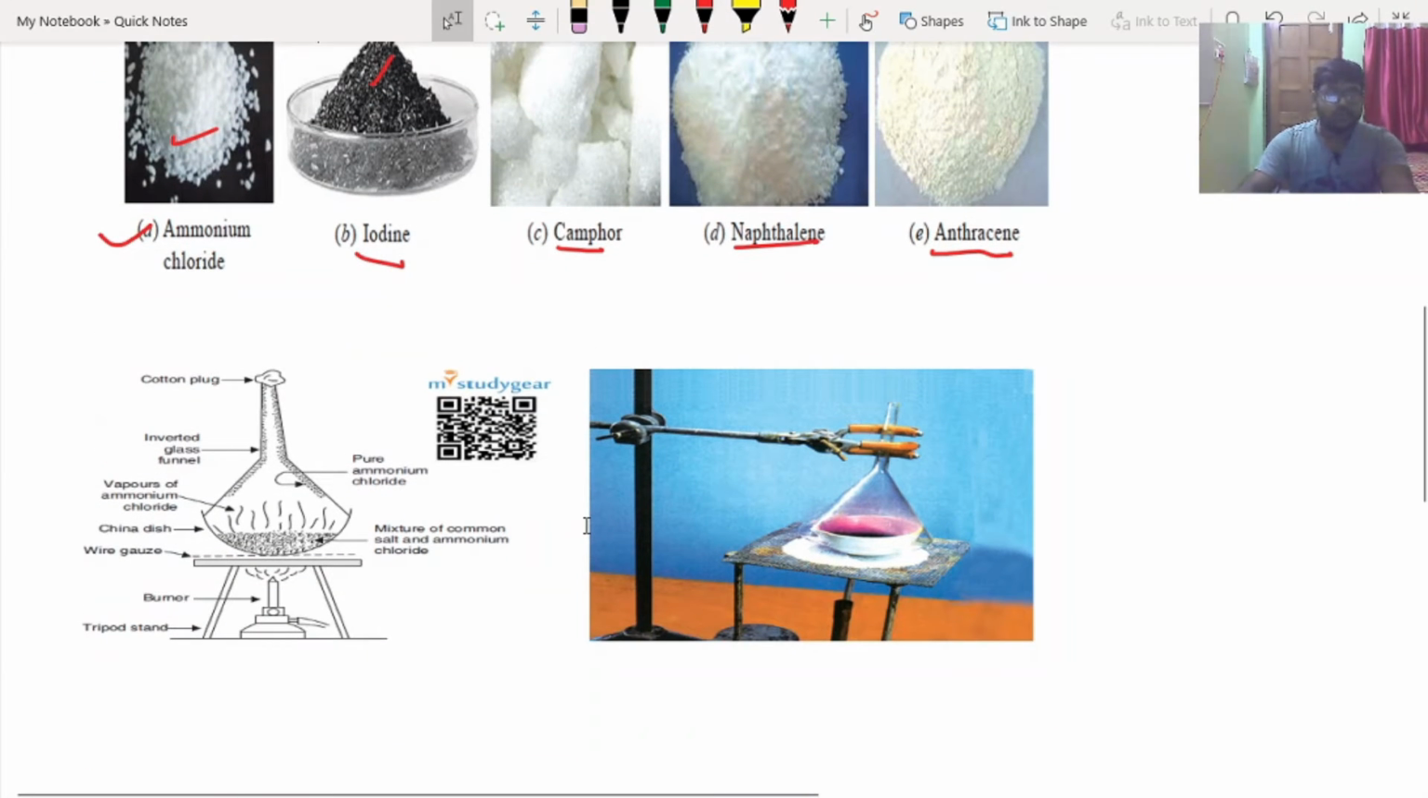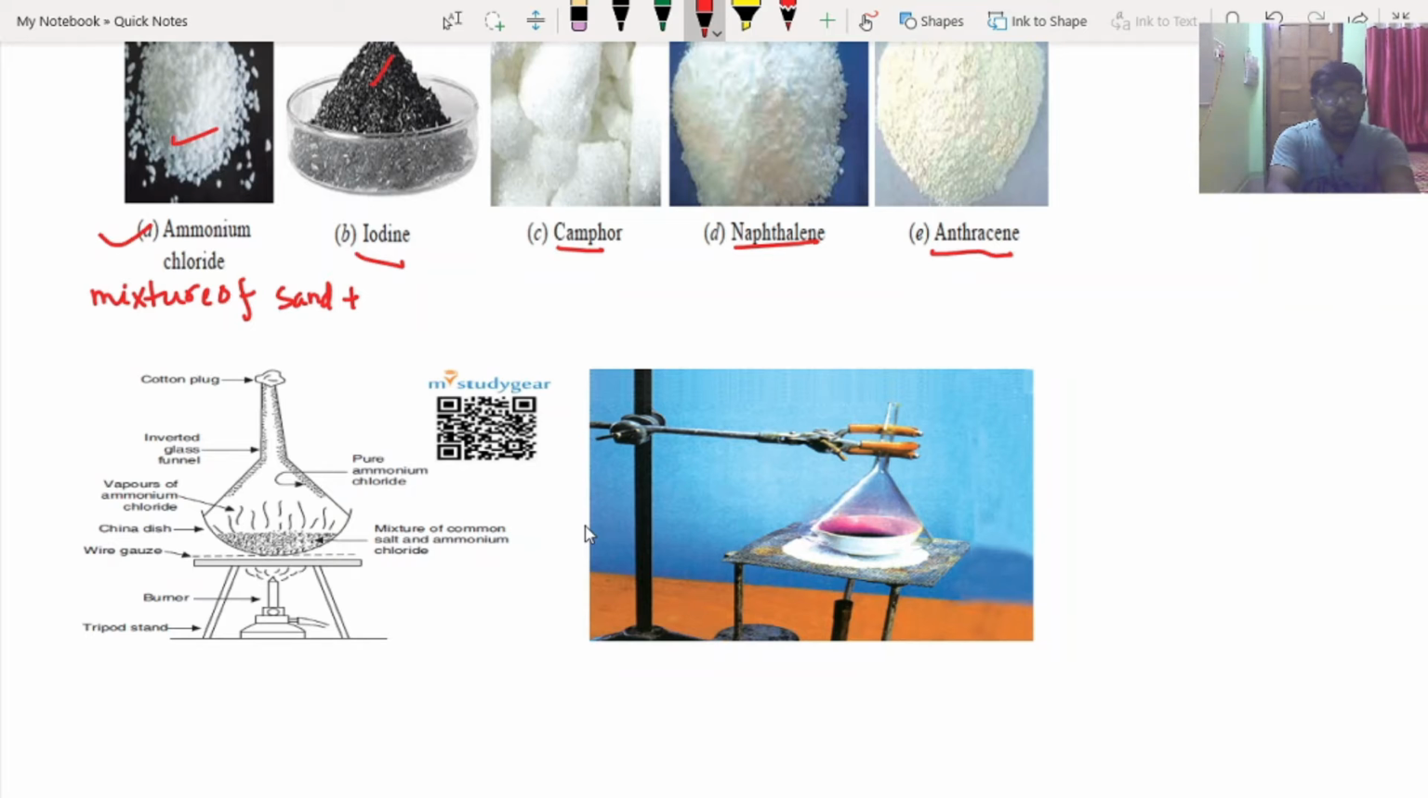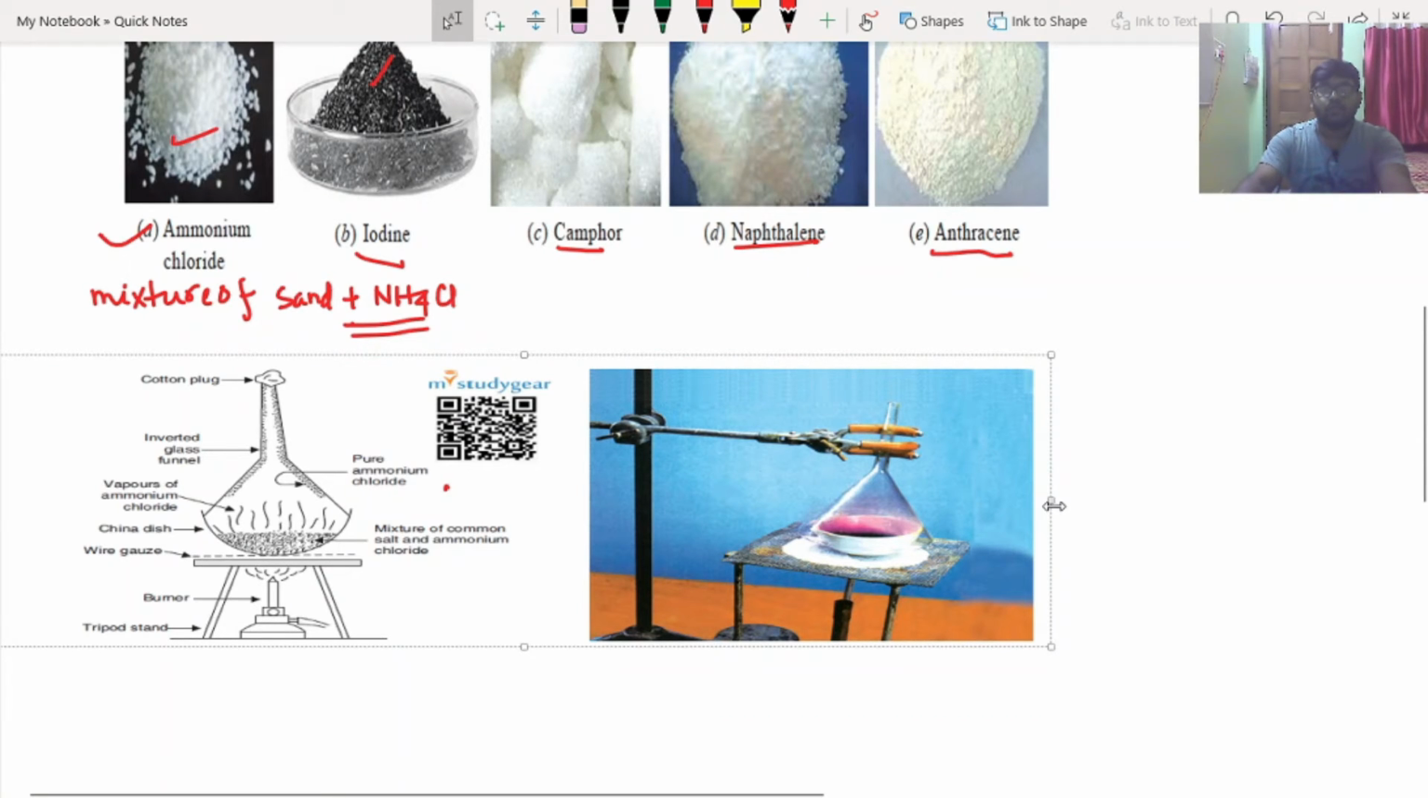Now suppose you have a mixture of sand and ammonium chloride. So what should we do? We should apply this process by which we can separate these two.